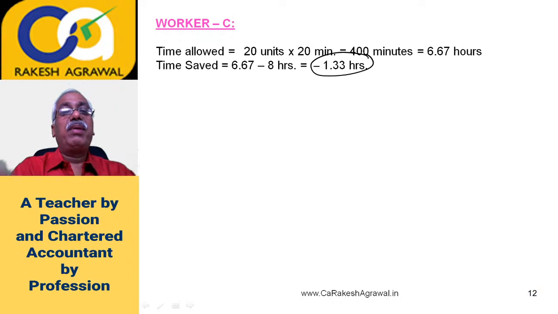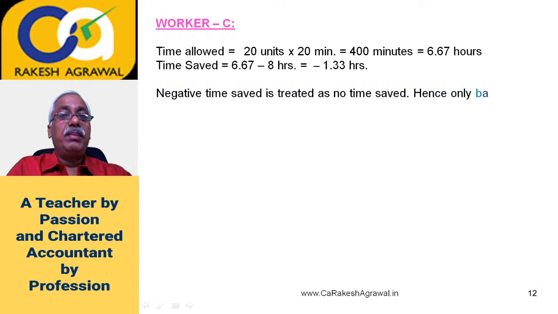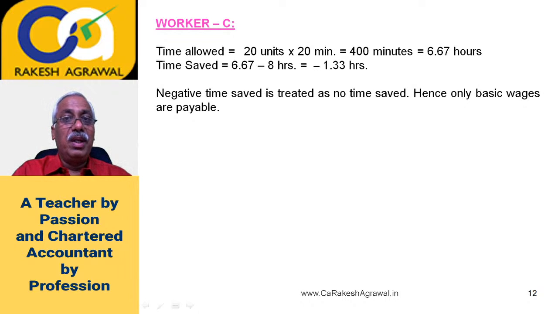Please remember, negative time saved is treated as no time saved. So you will convert it as 0 time saved because bonus cannot be negative. So if time saved comes negative, you have to treat it as 0 or no time saved. Hence only basic wages are payable. No bonus will be given. I repeat, bonus is never negative. Don't calculate negative bonus amount. You cannot take the money from workers. You can give the money to workers.